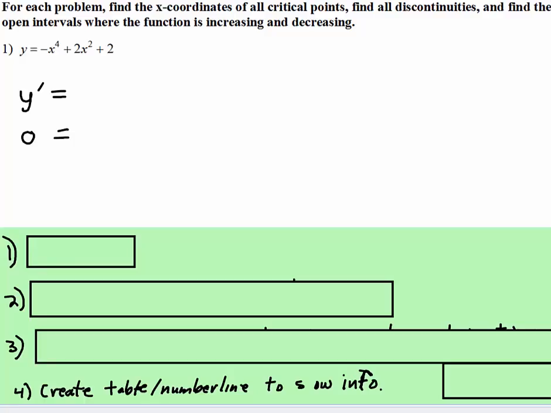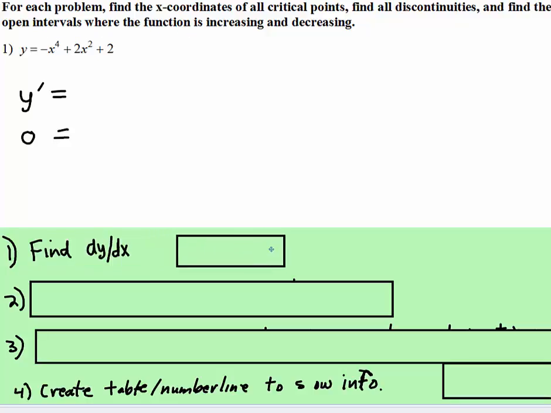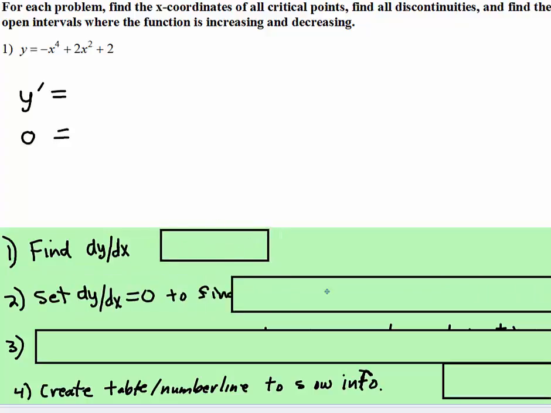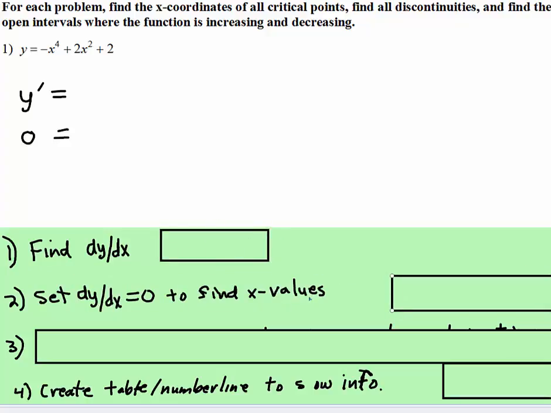Okay, in this first example, we have a function and we need to find the x-coordinates of all the critical points and if it has any discontinuities, but it's a polynomial, so it will not. And then we need to find the open intervals where the function is increasing and decreasing. So remember, you're going to take the derivative, set it equal to 0, find the x values, and where there are x values, that is where you're going to have critical points.